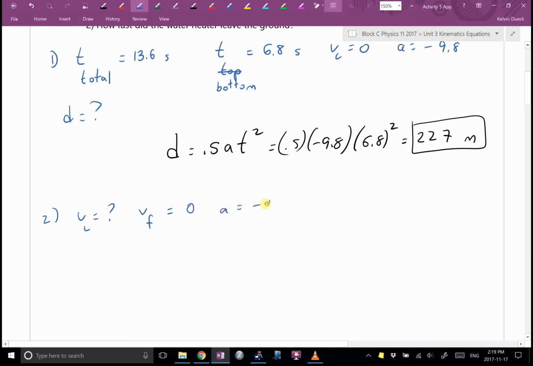A was still negative 9.8. Oh, what was our time? 6.8? Can I get a VI from that? Yeah. You could also find VI, I think, using D equals VIT plus a half AT squared, but that's a yuckier equation. Which equation, Jacqueline?